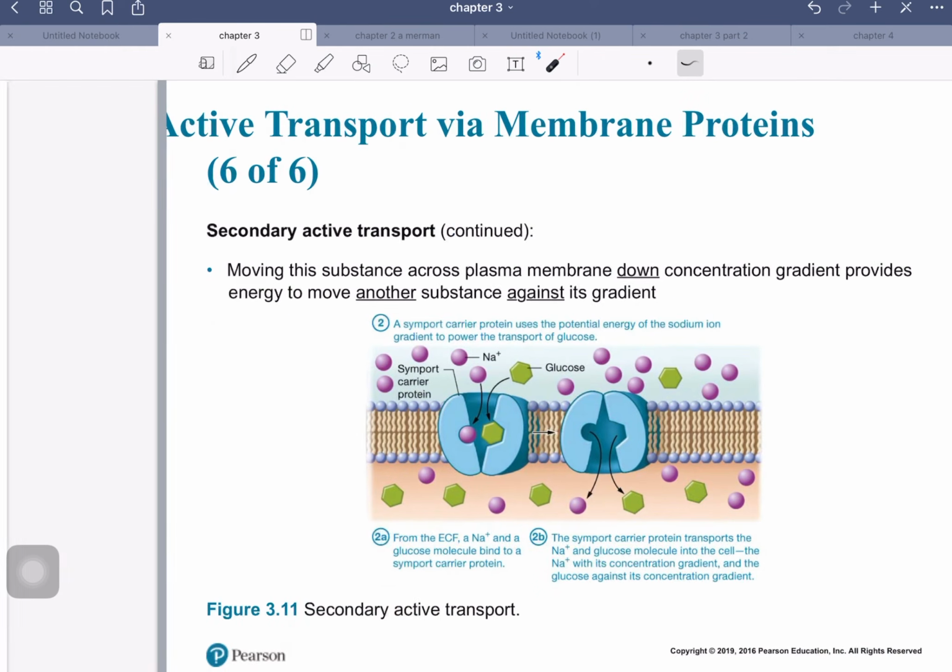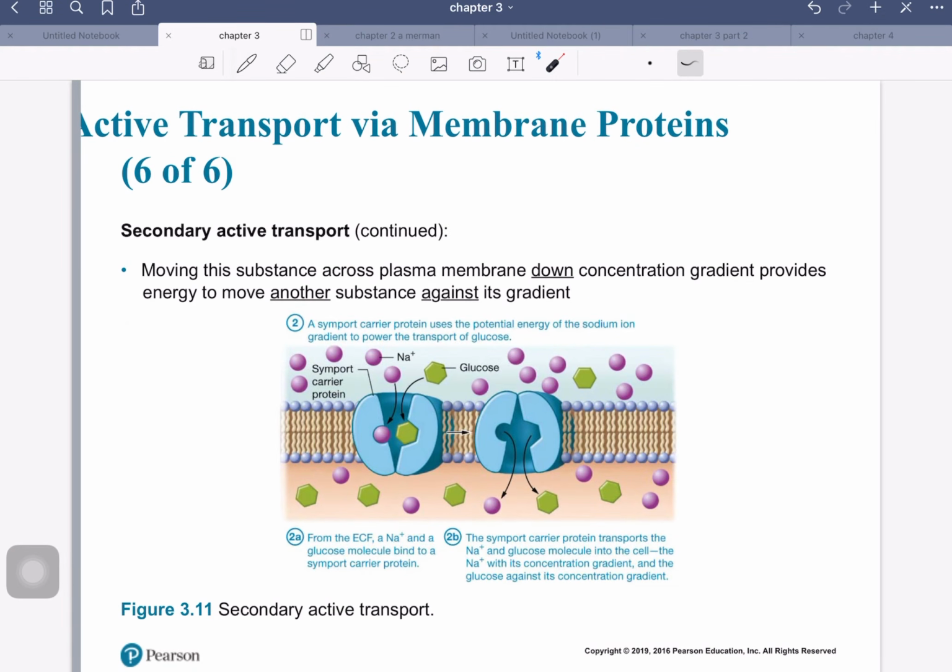And an example of this would be, and I'm going to back up here for a second. The example we're going to use is right over here. Sorry for hopping back and forth. We're going to look at the sodium glucose transport mechanism.